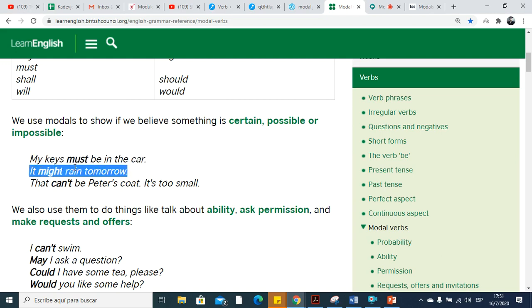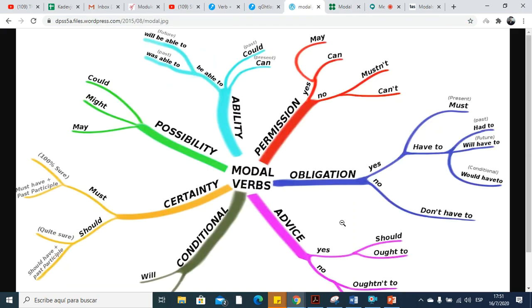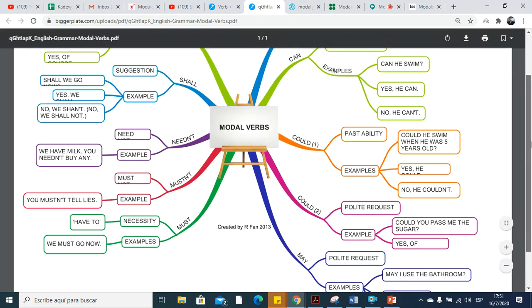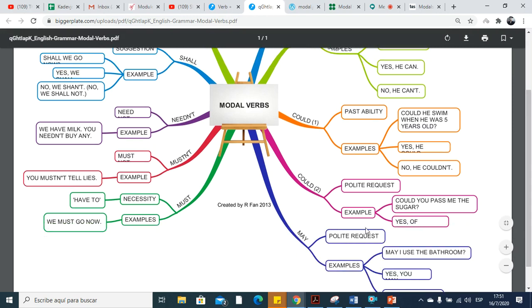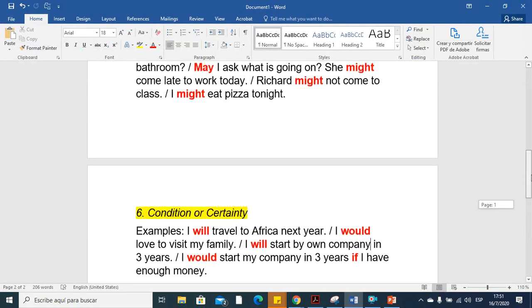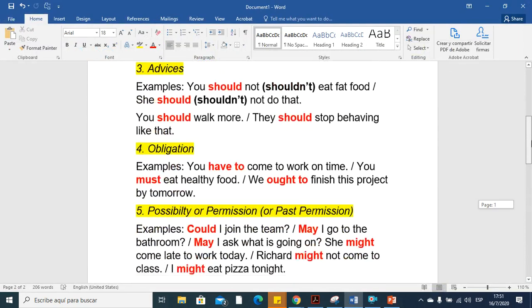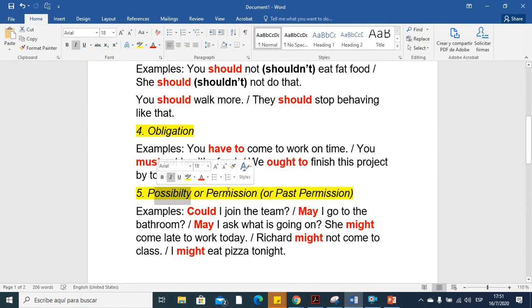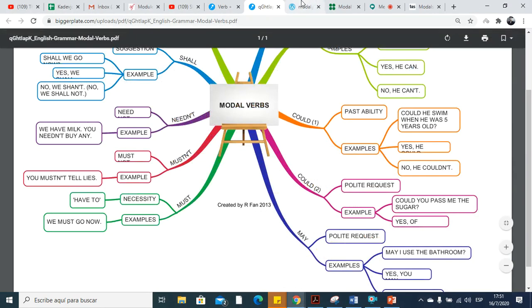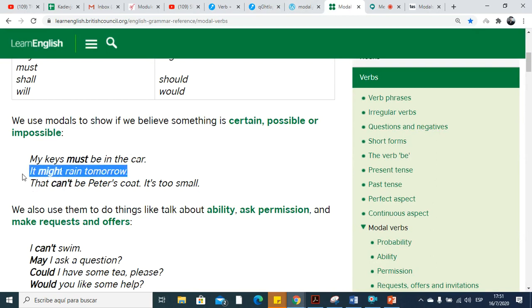La segunda, it might rain tomorrow, significa podría llover mañana. That's what it's saying, it might. Might, as we have seen in here, it means permission, but also may, like right here, it means polite request, but it can also mean, as we saw right here, possibility or permission. But also, if it is a possibility, may I ask what's going on? She might come late to work today. So same example right here. It might rain tomorrow.